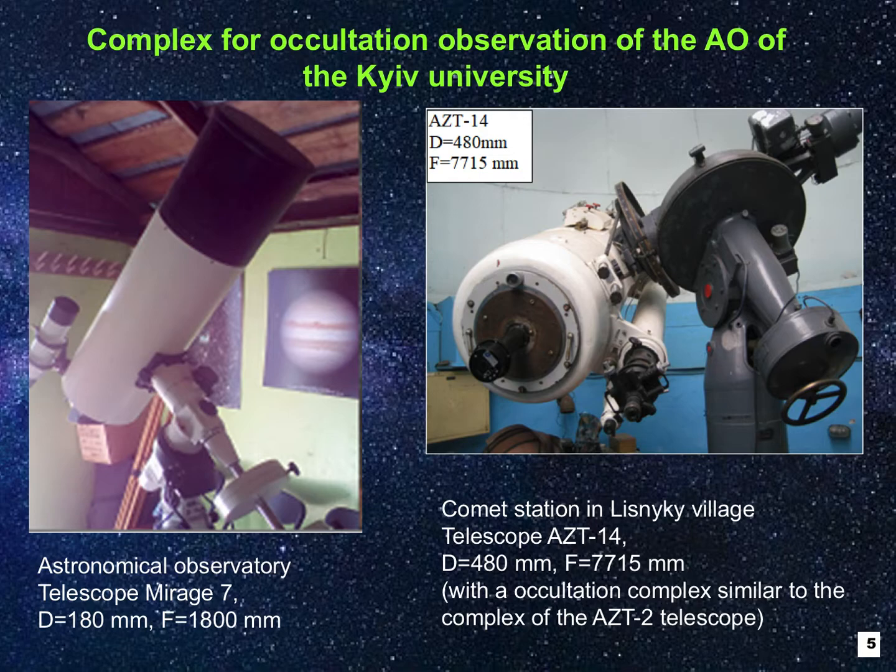The Astronomical Observatory of Kiev University can use two observation points with its own instruments. On the territory of the observatory there is a small telescope, Mirage, on the left on the slide. The main observations are planned to be carried out at the observation station in the village of Lesniki, in the best astroclimatic conditions. There is an AZT-14 telescope, which allows us to observe fainter objects.